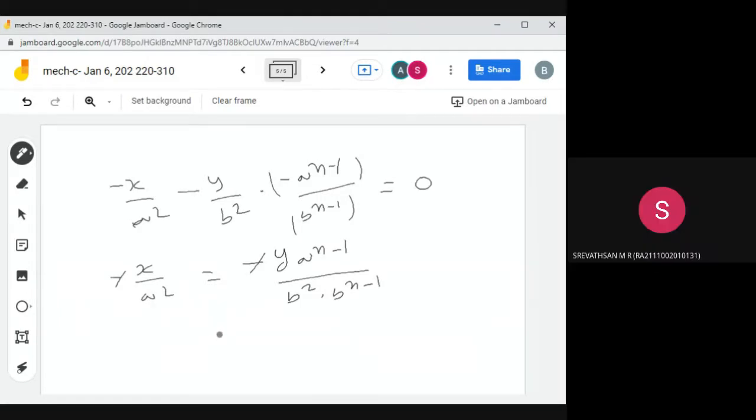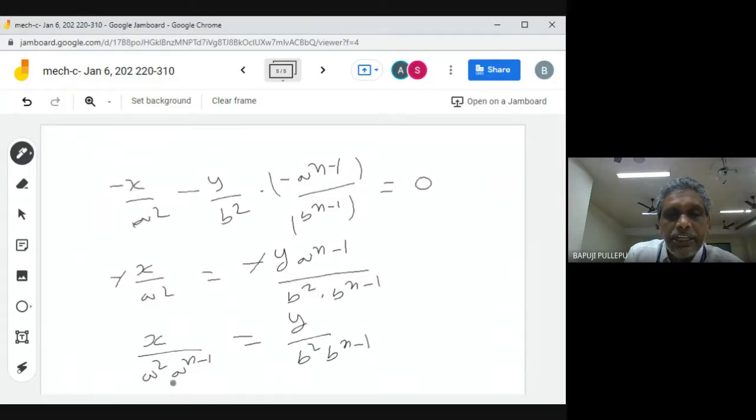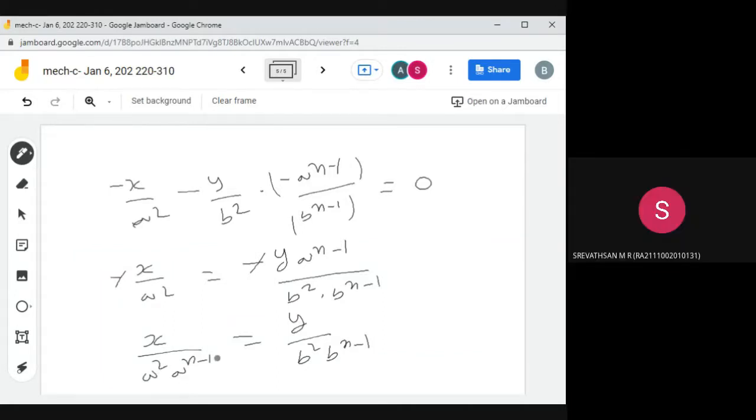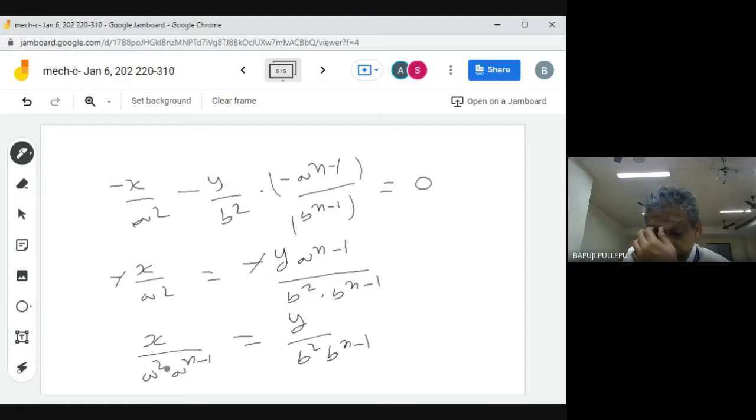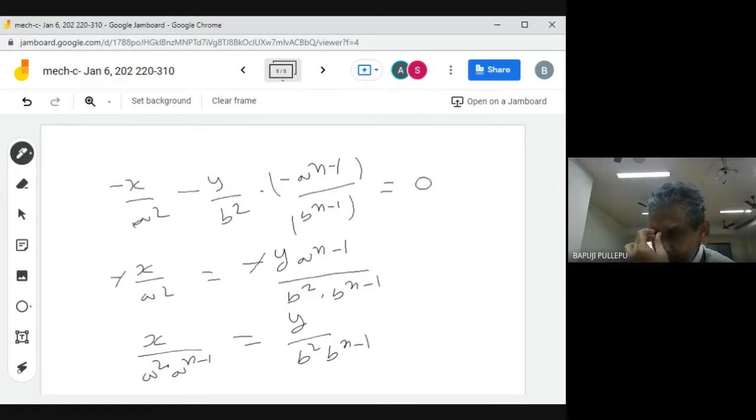No problem, sir. See, this a to the power of n minus 1 also can bring this side. So this become what? X by a square into a to the power of n minus 1 is equal to y by b square into b to the power of n minus 1. Now a to the power of n minus 1 plus 2, because when the bases are same, add the powers. So what you will get? Tell me. 2 plus n minus 1. So is it that what? N plus 1.